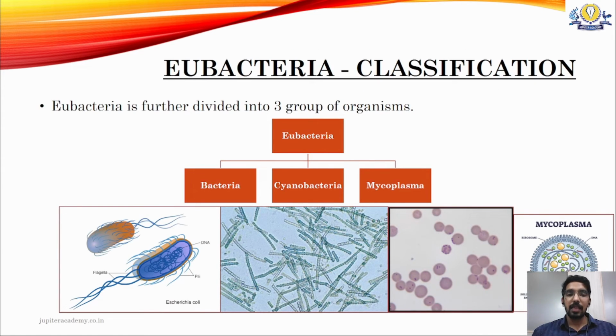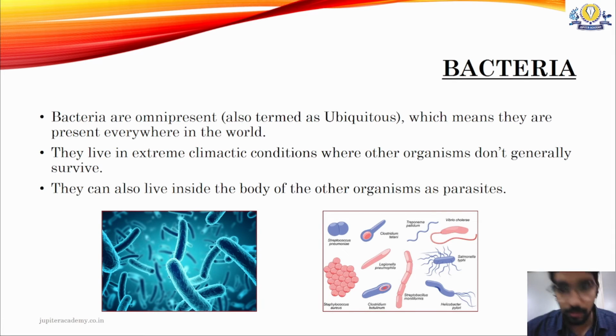Next, let us classify eubacteria. Eubacteria is divided into bacteria, which form the majority of the group, cyanobacteria, which has a few genera, and mycoplasma, which consists of only one genus, mycoplasma. Please look into the diagrams to know what each bacteria looks like. The center one is a cyanobacteria, which is a filamentous bacteria. More into it, we'll look into later. So we'll start with bacteria. Bacteria are omnipresent, meaning they are present everywhere in the world.